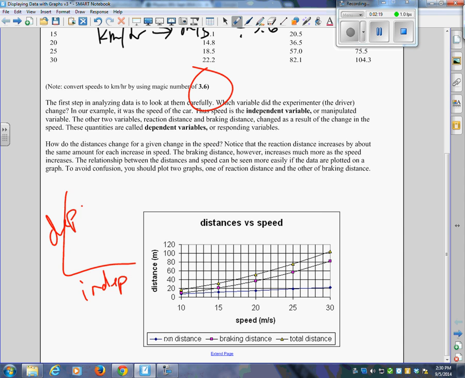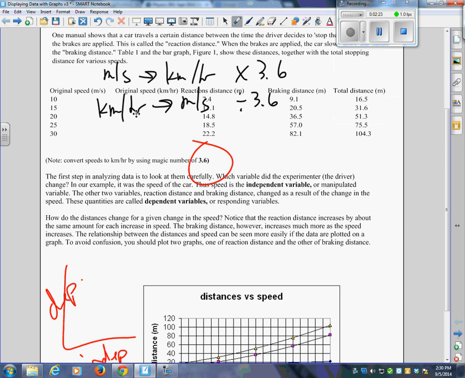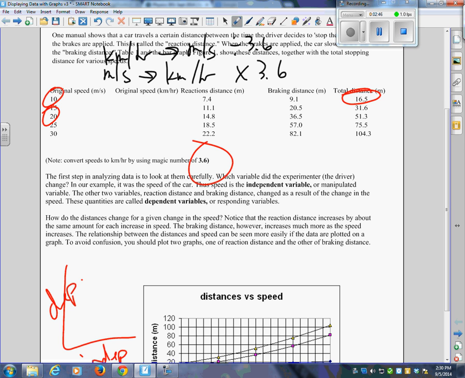Okay, so let's go back and answer our question. We can look at the graph, or we can look at the data itself. If I'm going twice as fast, find me two numbers, one that is twice as much as the other one on that chart. 10 and 20. So 10, a total distance of 16 and a half. 20, a total distance of 51. Is it twice as far?